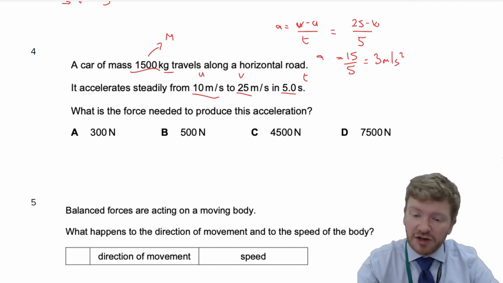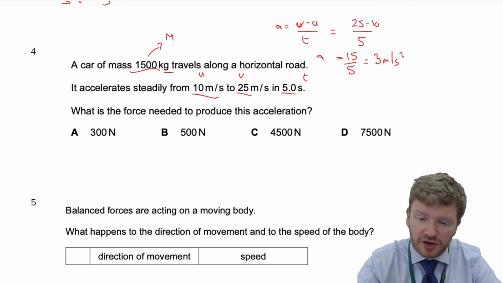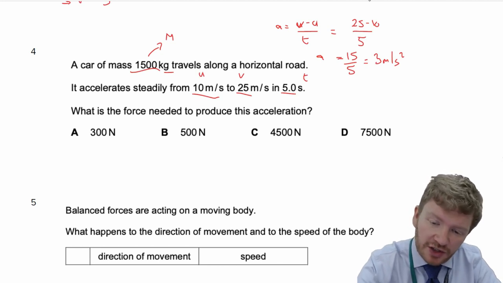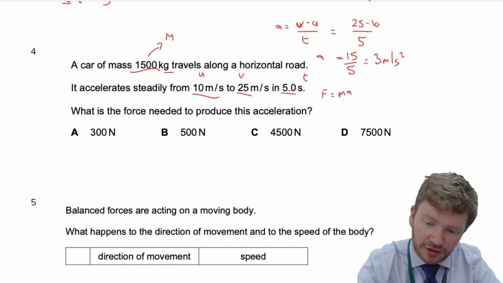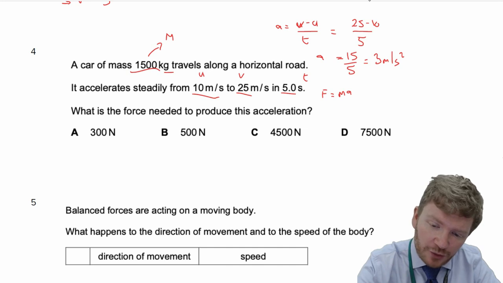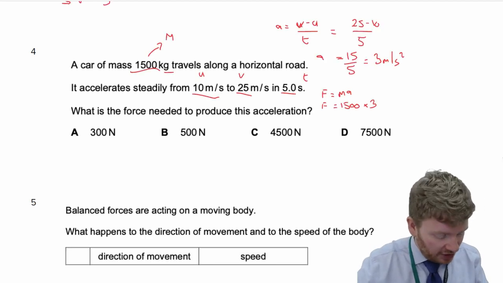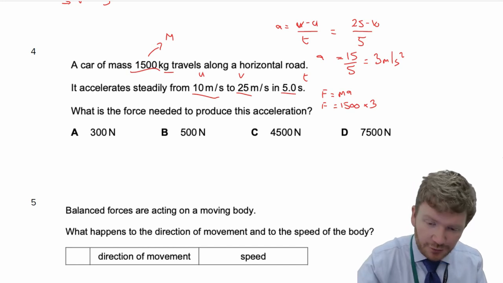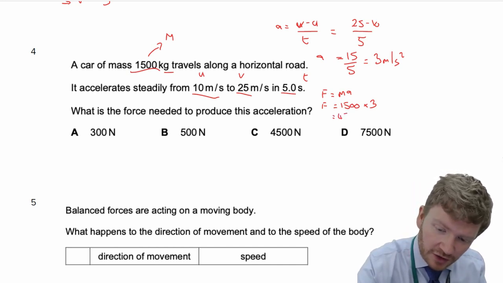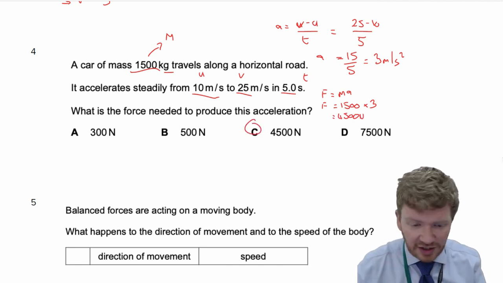So now I've got the acceleration, and using the acceleration and the mass, I can say that force is equal to mass times acceleration. So therefore, the force is equal to 1,500 times 3, which is 4,500 newtons. So the answer is C.